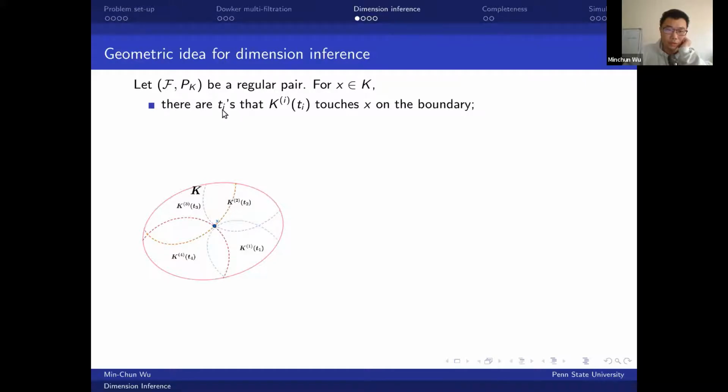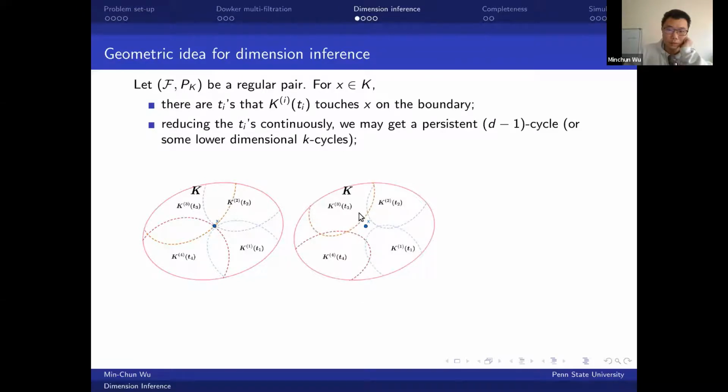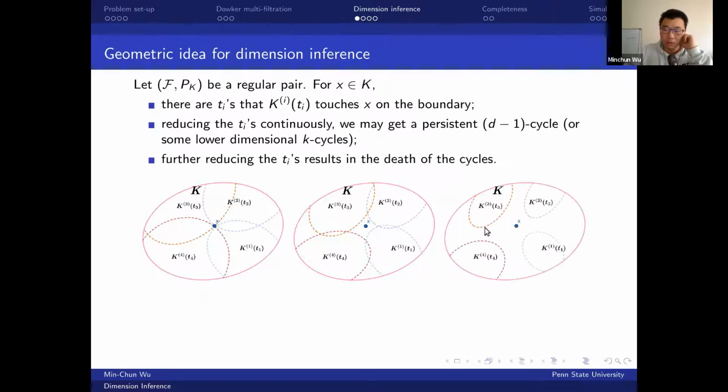Then for each of the functions Fi, we can find the Ti such that the Ki,Ti actually touches X on the boundary. Recall that these are the sublevel sets of the function Fi having the measure Ti. Because the sublevel sets are continuously growing in the domain K, there is a moment where this sublevel set touches X on the boundary for each of the functions. And then if we reduce the Ti a little bit continuously, this d minus 1 cycle will show up if your X is central enough. And if we reduce the Ti more, then this cycle will disappear.